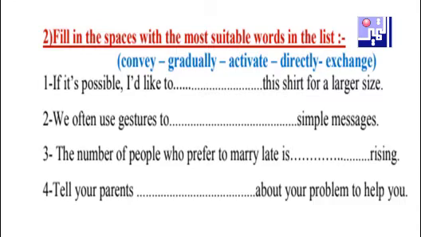Number 1, if it's possible, I'd like to blank this t-shirt for a larger size. So the person here has a t-shirt and he wants to what? For a larger size? That's right. He wants to exchange for a larger size. So the sentence becomes: if it's possible, I'd like to exchange this t-shirt for a larger size.